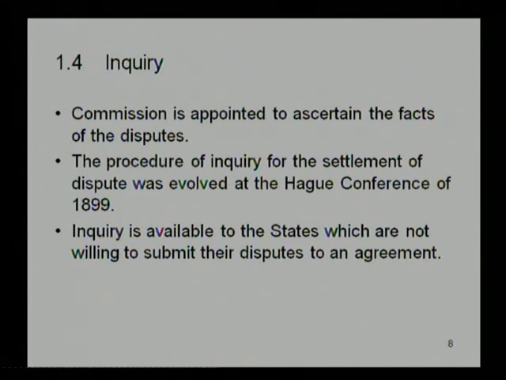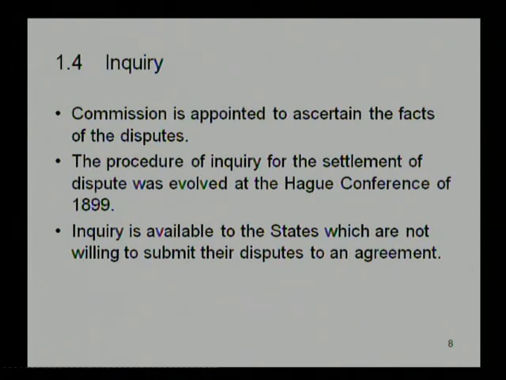From this slide, you can see that through inquiry also, two states can solve the dispute amicably and peacefully, Shanti-purvak. The inquiry includes four main ingredients. First, a commission is appointed to ascertain the facts of the dispute, which is similar to conciliation. The second, the procedure of inquiry for the settlement of dispute was evolved at the Hague Conference of 1899. It is not at the liberty of the disputant state to start an inquiry in their own manner.